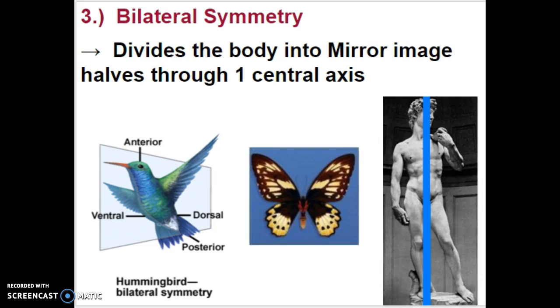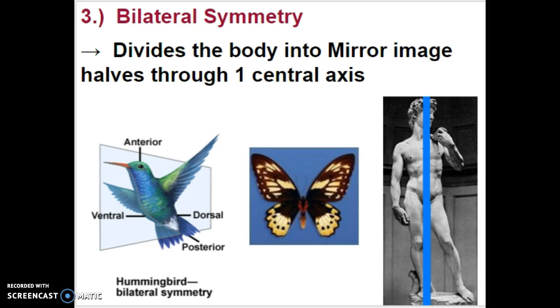Most complex animals have what's called bilateral symmetry. Remember, bi means two, so bilateral symmetry is where we take the body and divide it into mirror images through one central axis. So you'll have roughly the same thing on one side of the dividing line as you would on the other. So any animal with a backbone, a chordate animal, will have bilateral symmetry. Also, some insects, for example the butterfly, you can divide that down its middle and it's got similar wings on one side, one antenna on one side, one on the other.